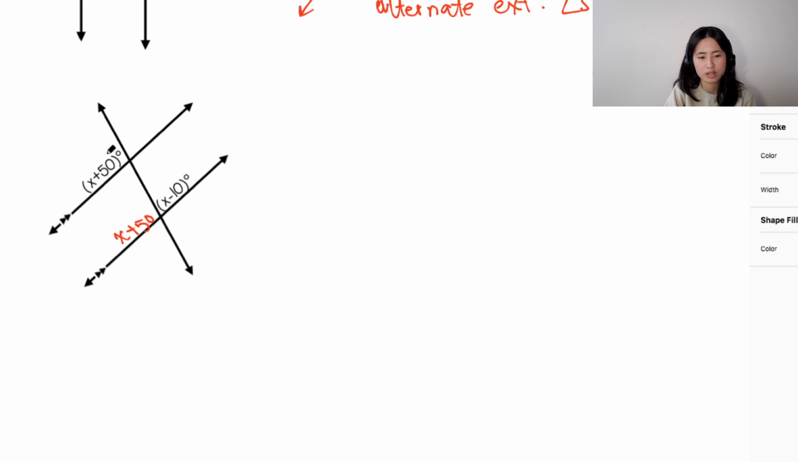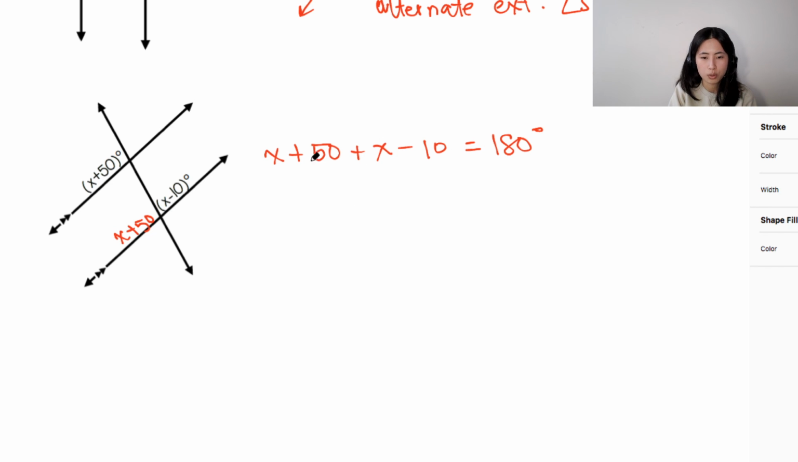You can actually say because they're corresponding, they're on the same side of the transversal. You have x plus 50 here and you have x plus 50 here. So what you can say from this point on is x plus 50 plus x minus 10 degrees is equal to 180 degrees. And why? Because they're both interior angles, and they're consecutive. They're consecutive interior angles, so that's why you can actually say that this is 180 degrees.